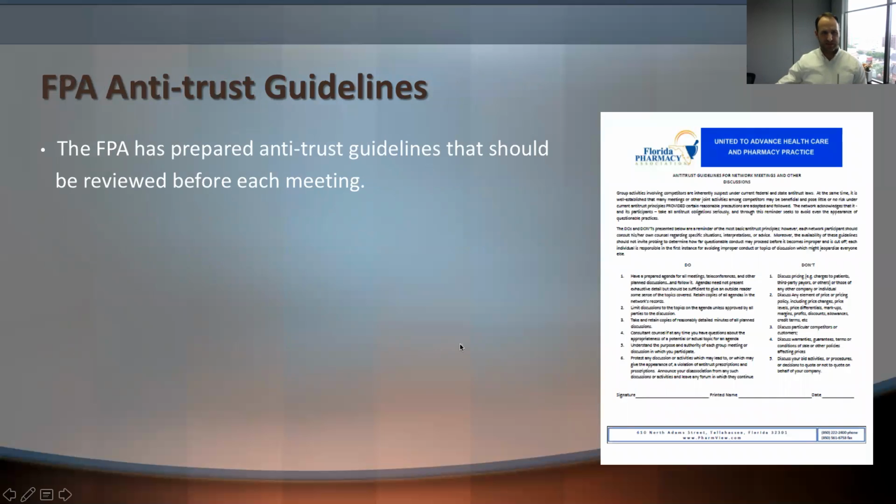The FPA has established antitrust guidelines. All board members should be familiar with those guidelines, and I recommend reviewing them before each meeting so that they're fresh on your mind. I believe the guidelines are available online. I'm sure Michael Jackson can assist with providing those guidelines if you don't have them or haven't had the opportunity to review them.